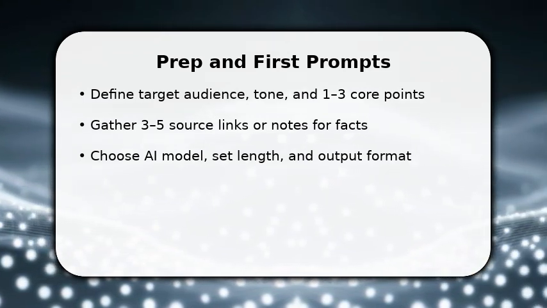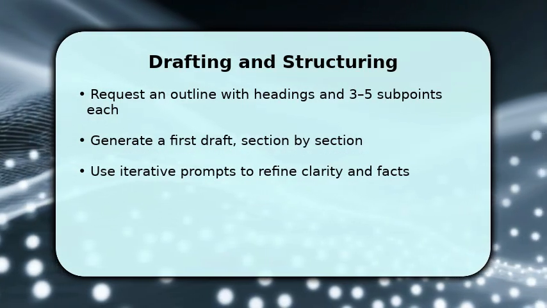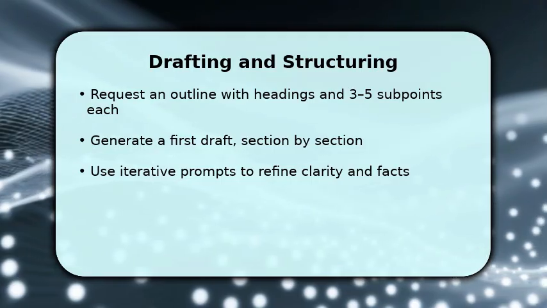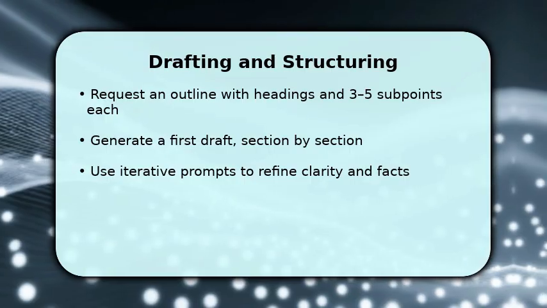You now move into structure and draft generation. Ask the AI for a detailed outline with headings and 3 to 5 subpoints per heading, then generate the first draft one section at a time. This keeps coherence and eases edits.